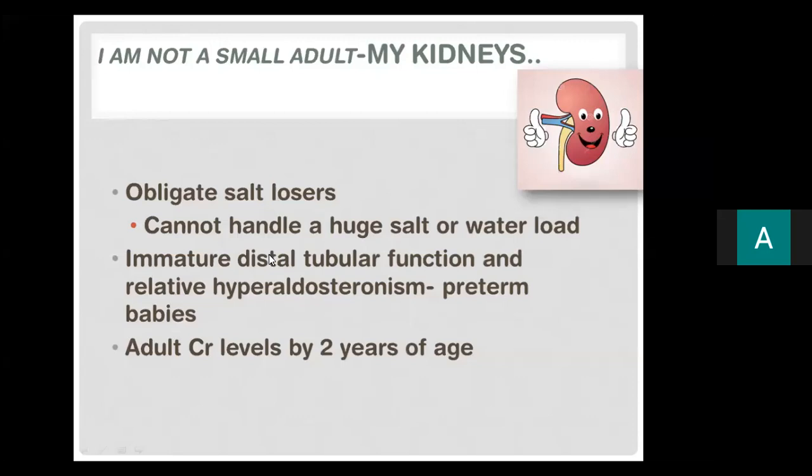But by the age of 2, they've usually developed the number of nephrons that are similar to that of an adult, and their creatinine clearance is almost at adult levels.